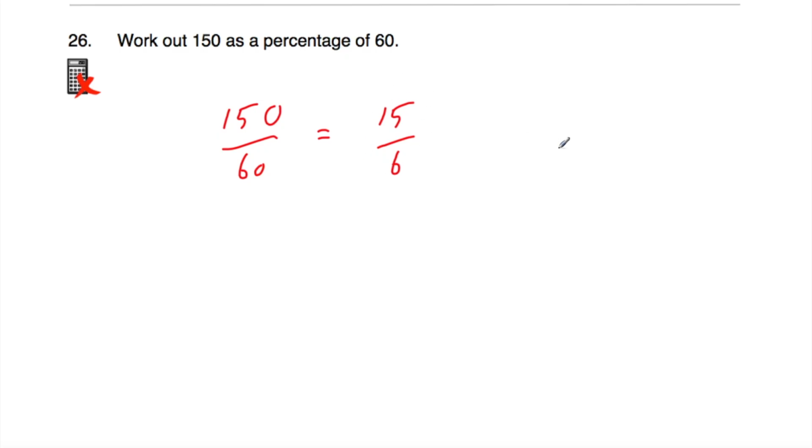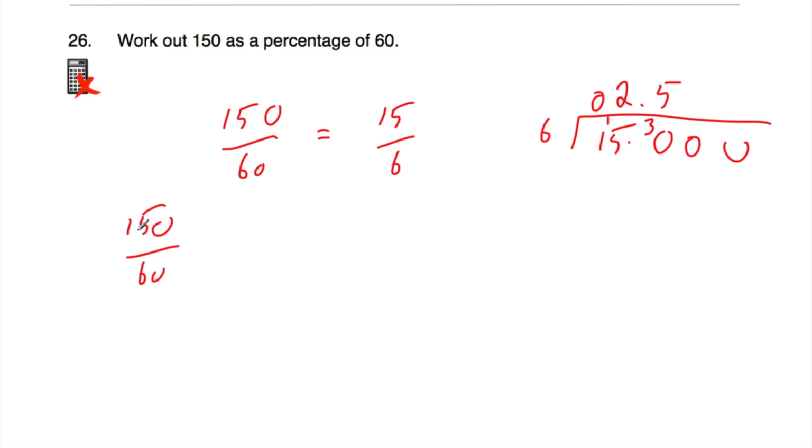Now we want to write this as a decimal, so let's do 15 divided by 6. How many 6s go into 1? 0, remainder 1. How many 6s go into 15? That's 2, remainder 3. How many 6s go into 30? That's 5. So that means that 150 out of 60 is equal to 2.5.